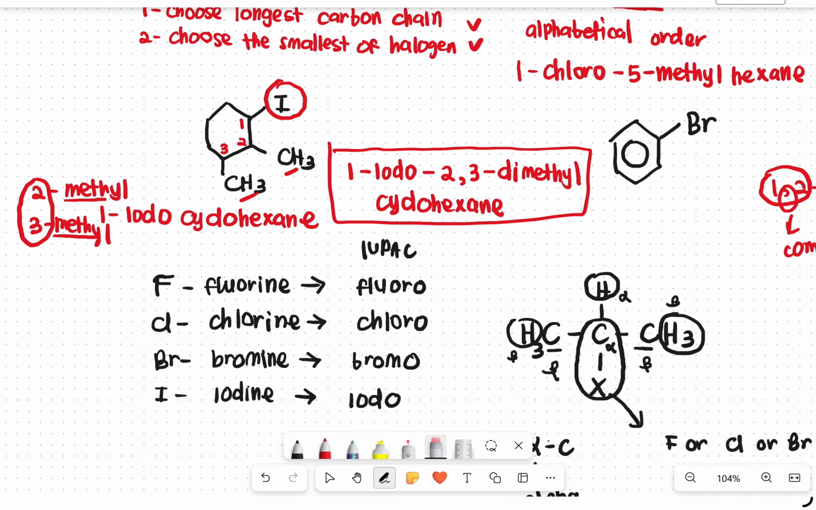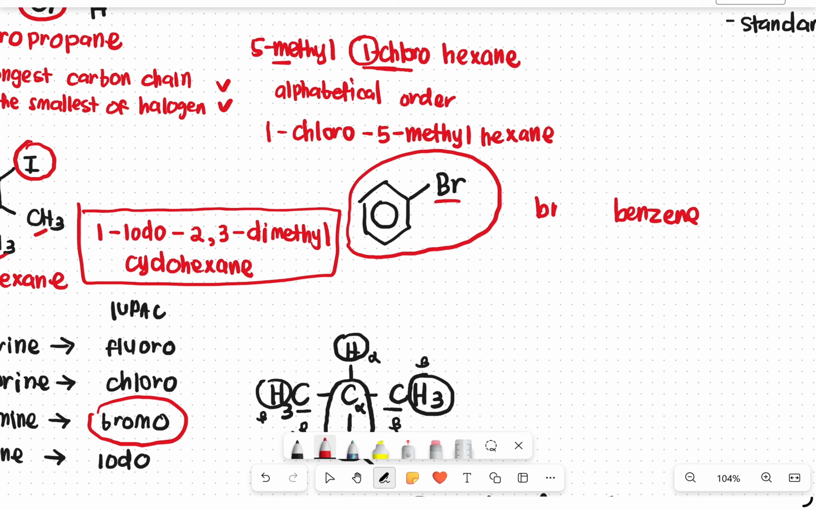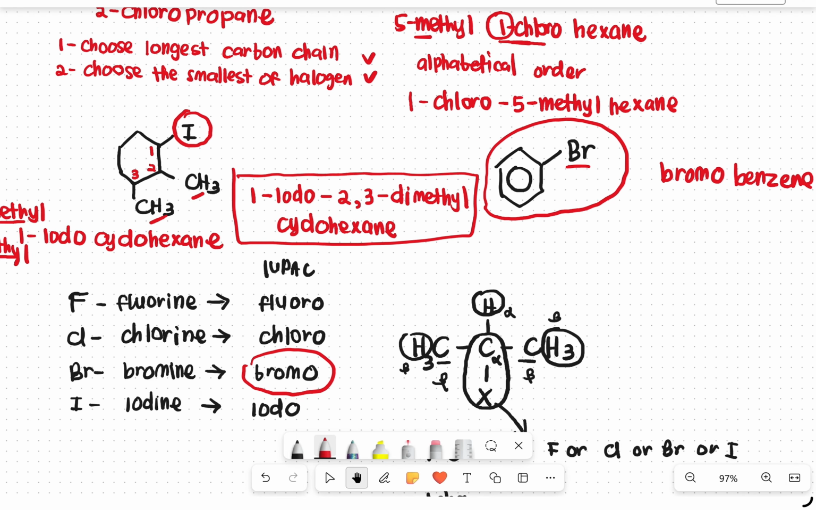Now moving on to the next one. This is an aryl structure. Since it is attached directly to the halogen, the name is benzene, and this Br is bromo, so we put it in front. For alkyl halide, the halogen name goes in front of the parent name. So this is the IUPAC name. Now we proceed to common names.